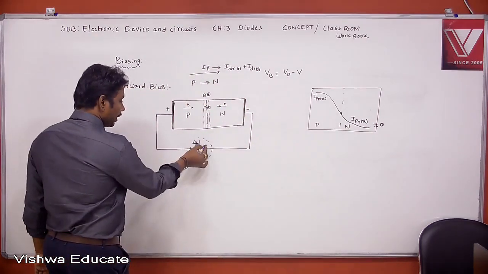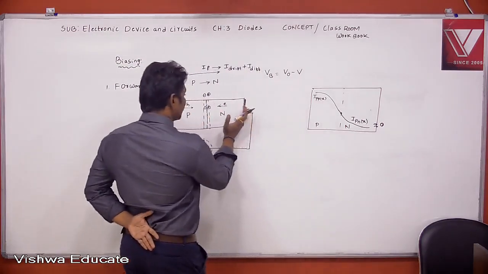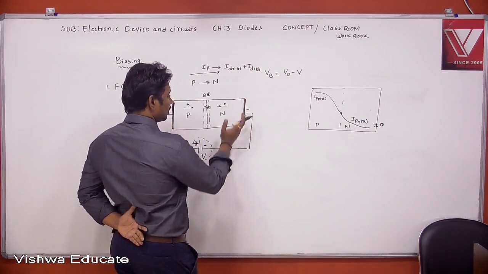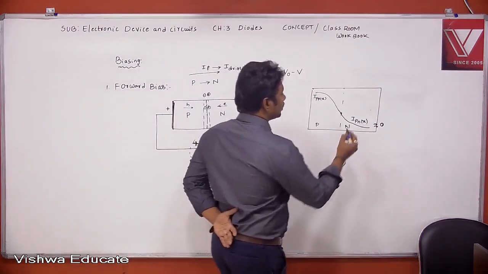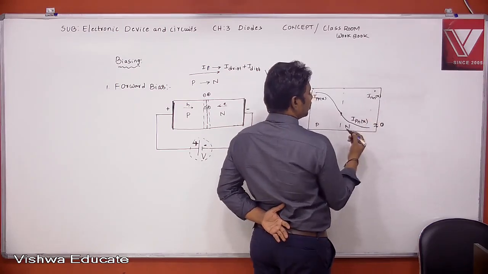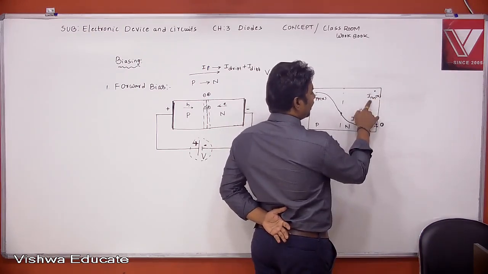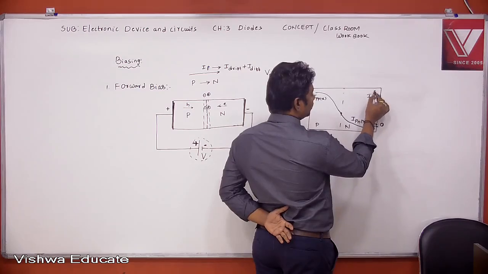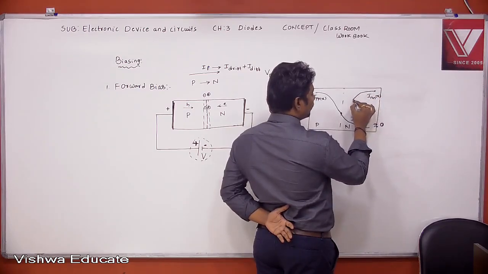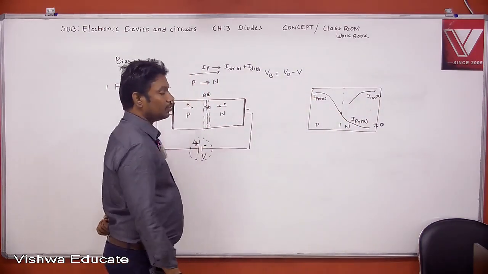Similarly, due to the negative potential of the battery, the electrons are drifted toward the junction, and it produces a current. That is INN of X, which means electron current in the entire semiconductor. This INN of X starts decreasing as moving toward the junction. Why will it decrease? Actually, due to recombination.